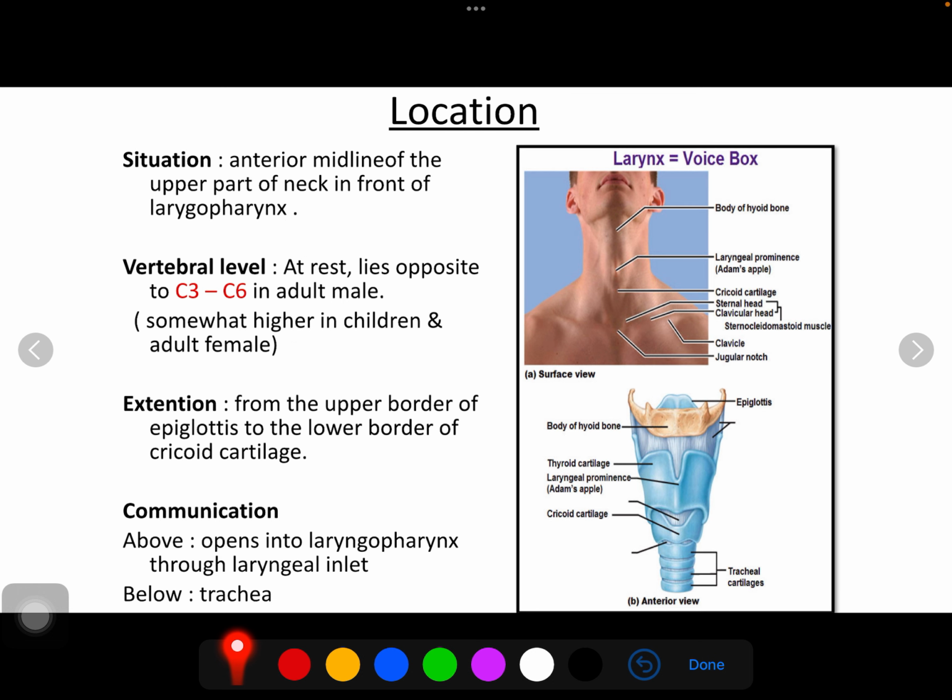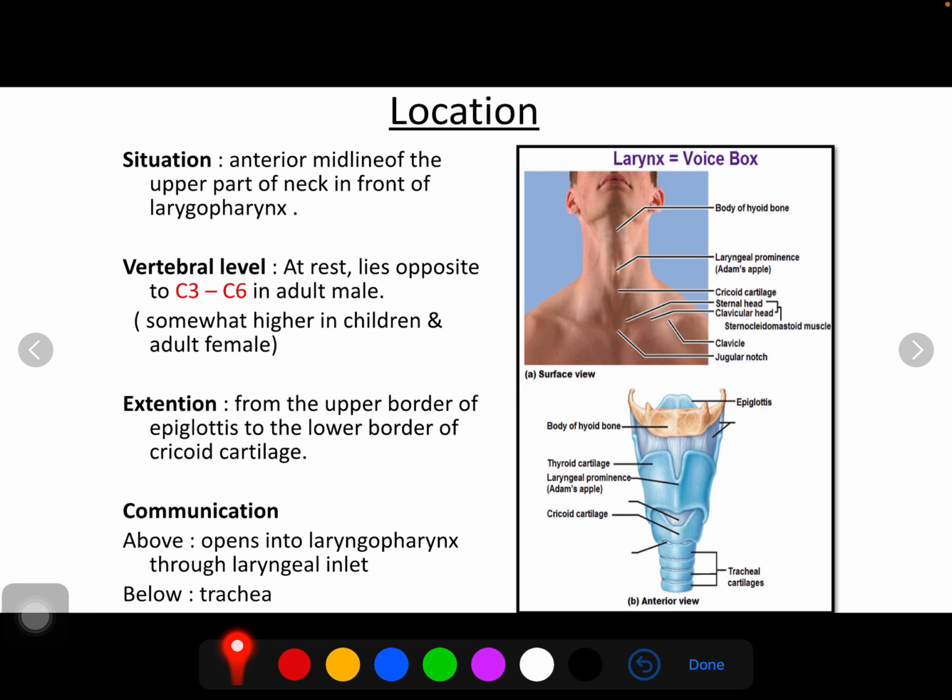The larynx is located in the front of the neck, opposite the third to sixth cervical vertebra in adults. It moves vertically up and down during swallowing and phonation. In its anterior aspect, it is covered with skin, fascia and strap muscles, namely omohyoid, sternothyroid and sternocleidomastoid. Its posterior aspect projects into the laryngopharynx.